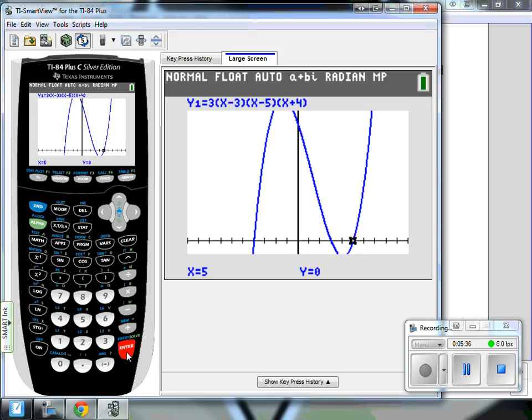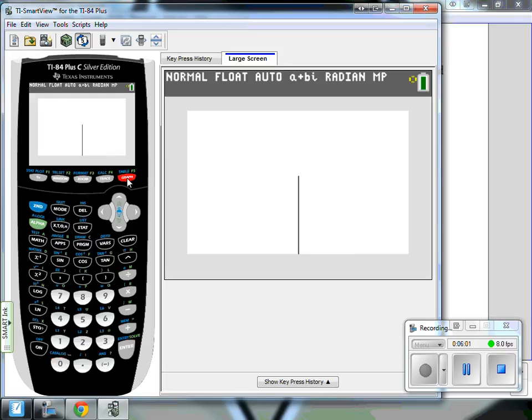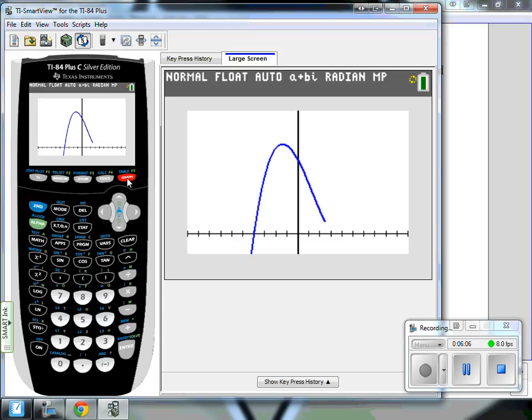You could do other things here. Maybe you want to make the window a little bit taller and a little bit lower so that you can see the maximum and minimum. Now, these are known as local maximums and minimums. I'll explain why in a minute. Let's make our y-min go down to -50. Let's just expand this a little bit. Let's make our y-max go up to 300. Graphs have things known as absolute maximums and minimums and local maximums and minimums.